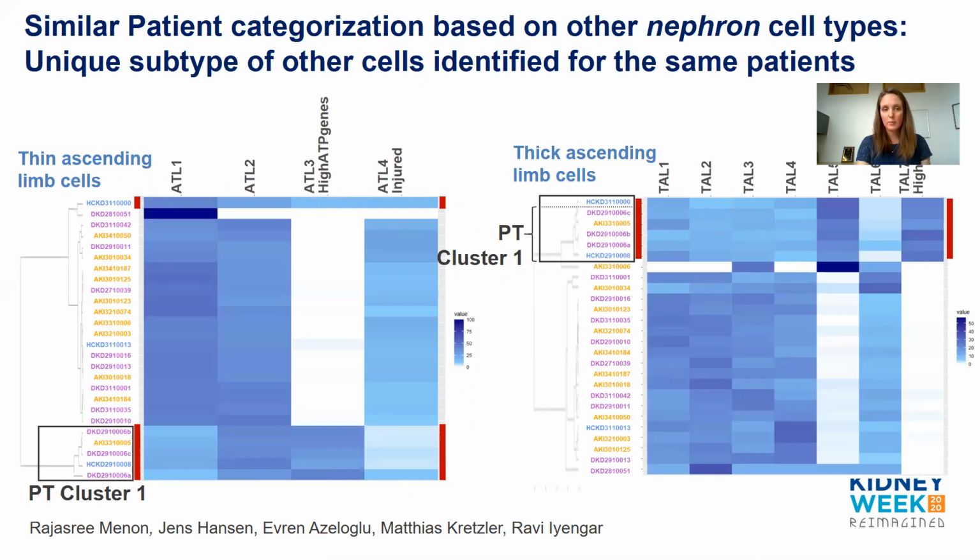For example, when we did the same process using subtypes of the thin ascending limb and the thick ascending limb, patients who were in that initial cluster based on their proximal tubular cell types again clustered together using these cell types. Note that it wasn't true of every cell type. When they looked at other cell types, those patients didn't always cluster together, highlighting that biology may be different across the different subsegments.